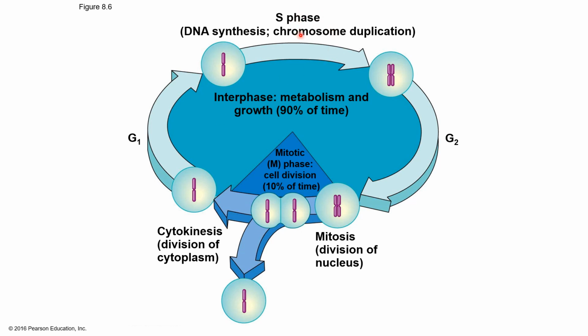Especially during the S phase, that's when your chromosomes are going to duplicate. Because again, when you split your cells, you want to have the full set of your chromosomes, especially with mitosis. And so therefore, during the S phase, your chromosomes are going to duplicate. This term right here, cytokinesis, that's when the cytoplasm of your cell is going to divide.